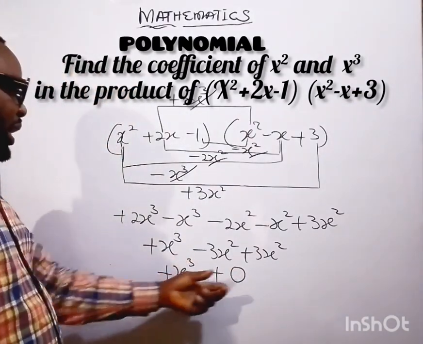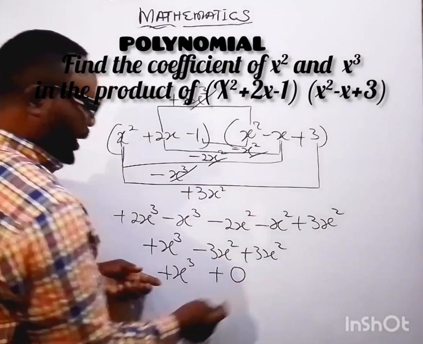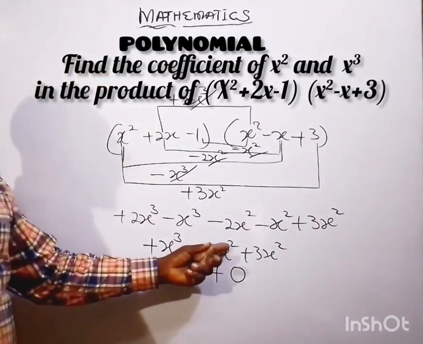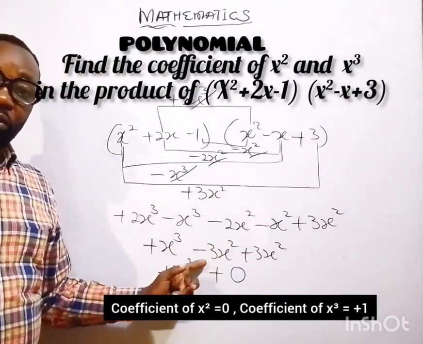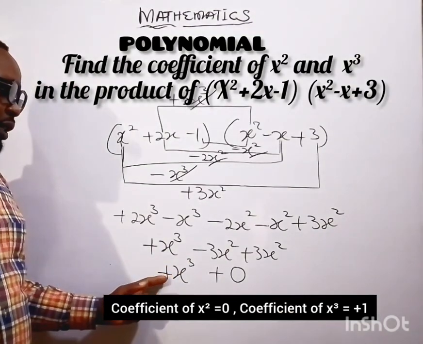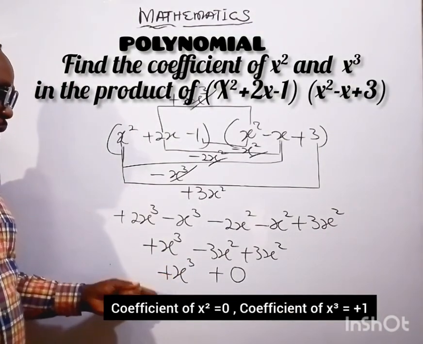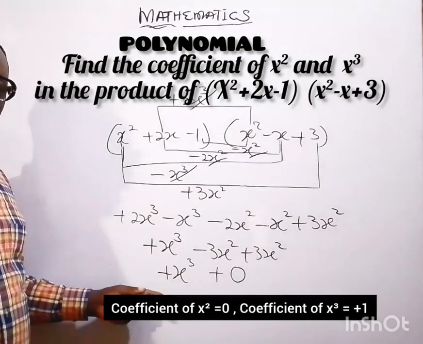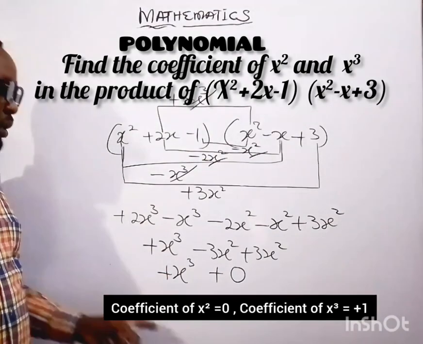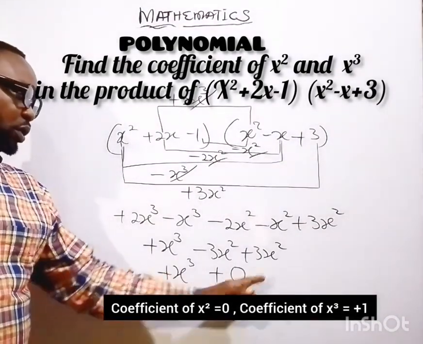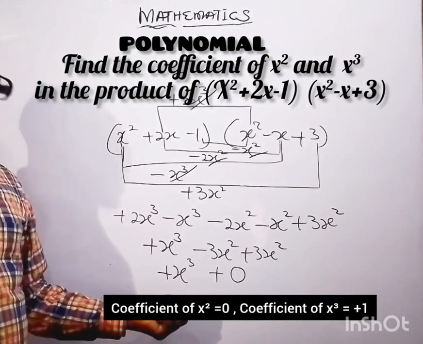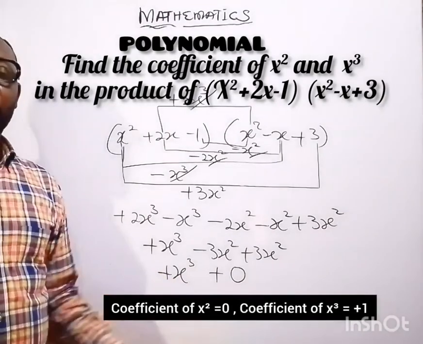So in this case now, the coefficient of x raised to the power of 2 here is 0, while the coefficient of x raised to the power of 3 is 1. Coefficient of x raised to the power of 3 is 1, while the coefficient of x raised to the power of 2 is 0. So we are having the answer to be plus 1 and 0.